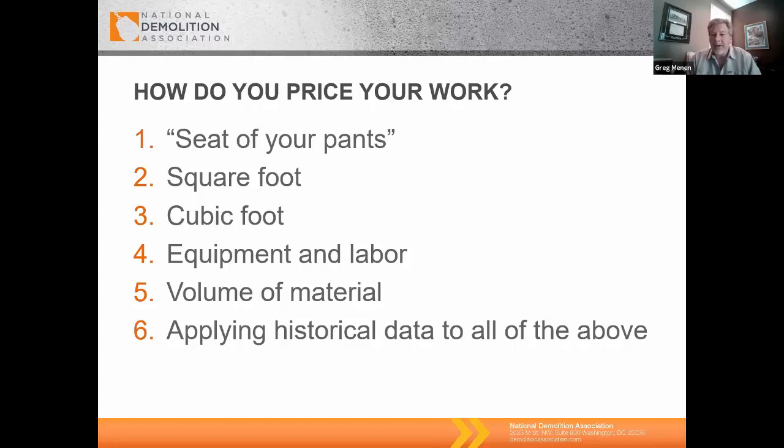There is a publication out there called the Means Guide. If you're familiar with it, the Means Guide is very basic in nature when it comes to demolition, and it uses a cubic foot method. We look at things based on equipment and labor, or as you're familiar with, time and material.